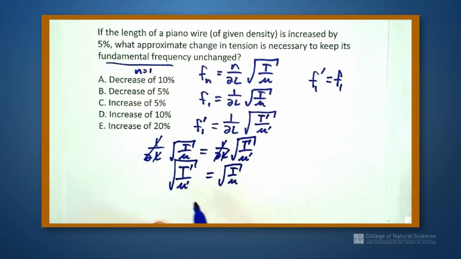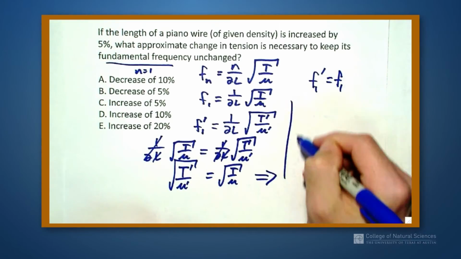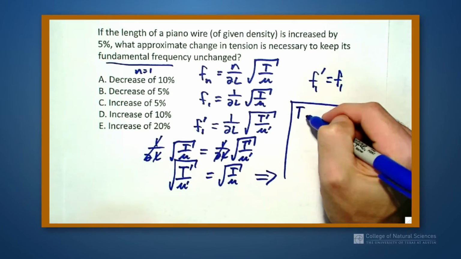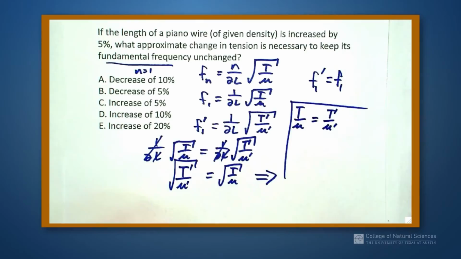If I put the primes on the wrong side, yes, they flip, but it's the same equation. Well, if I square everything, nothing changes. I get T over mu is equal to T prime over mu prime.